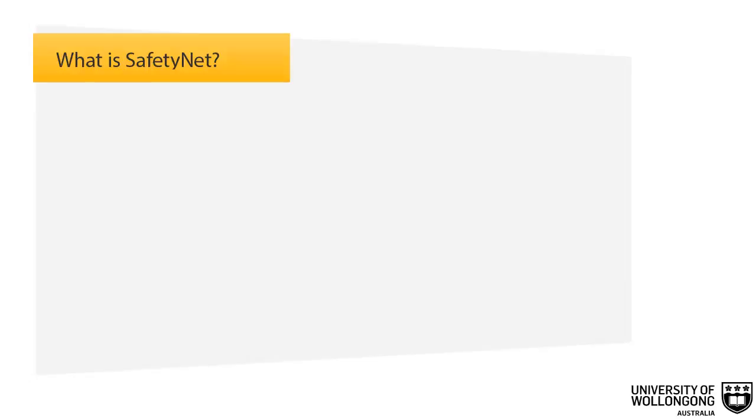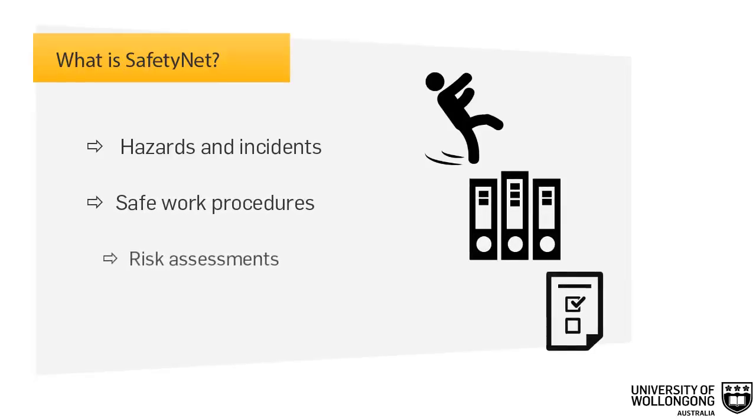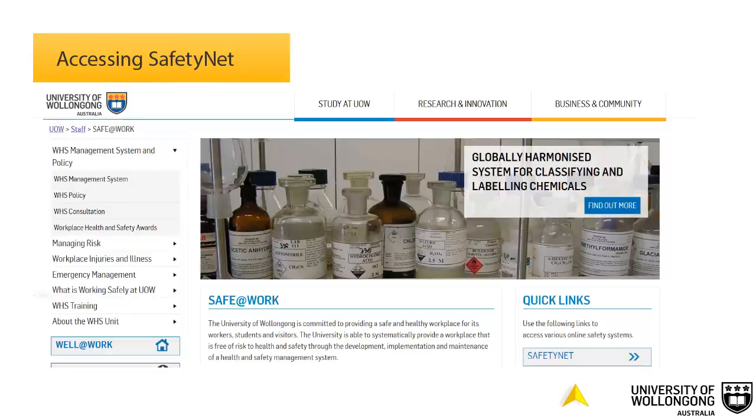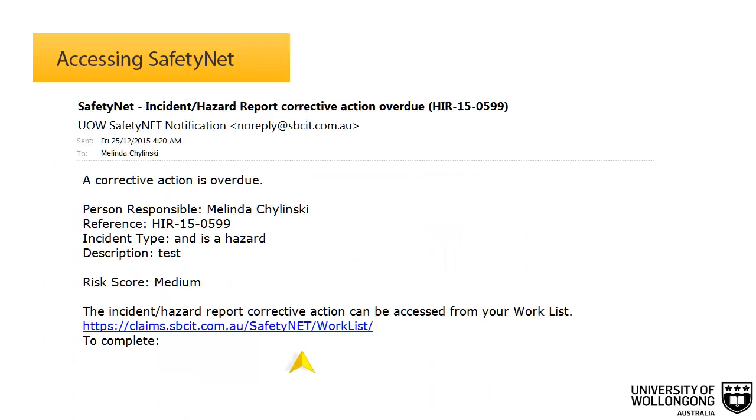SafetyNet is a web-based system, designed for recording hazard and incident reports, safe work procedures, and risk assessments. SafetyNet can be accessed a number of different ways. The main way users can access SafetyNet is via the link from the UOW Safe at Work webpage. It also can be accessed via the Staff intranet page.